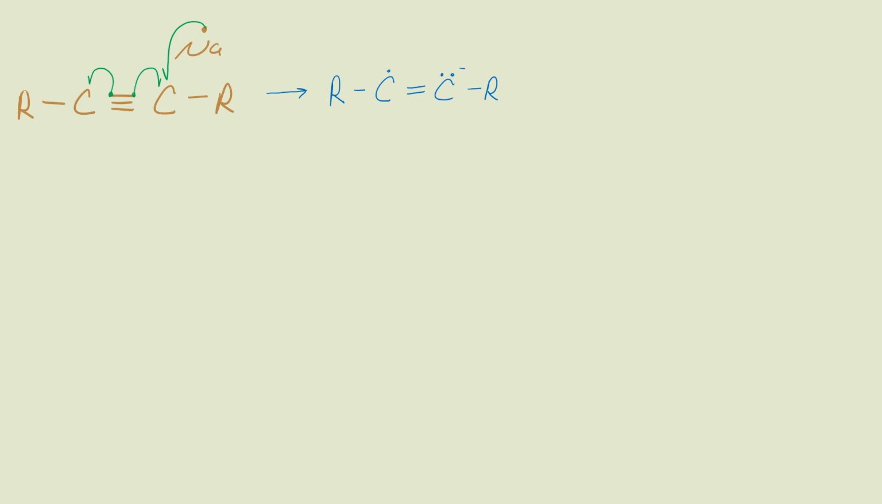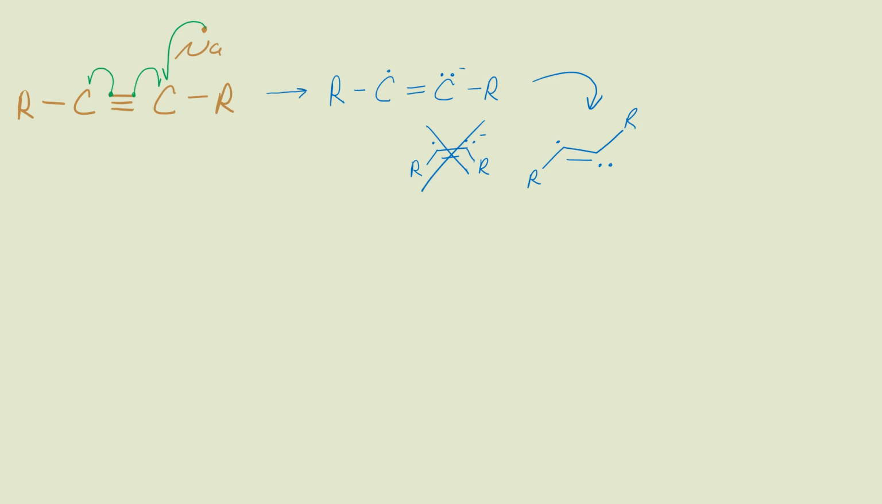From here, there are two options. The cis option looks like this, with the R's on the same side and the lone pairs over here, and the trans option, which has the R's on opposite sides and the lone pairs over here. Because of valence shell electron pair repulsion theory, the cis one is not possible because the electrons are too close, so they're very unhappy. This gives us a radical intermediate.